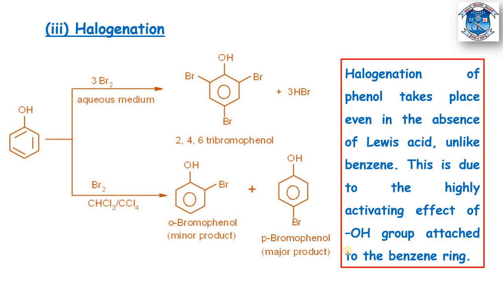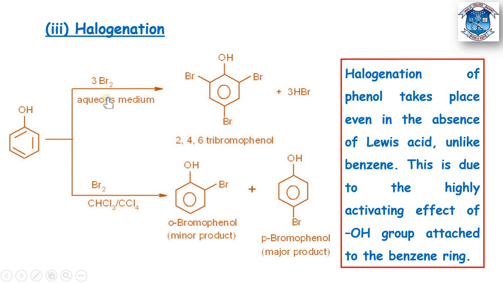Next is halogenation. Phenols readily undergo halogenation. Unlike phenols, benzene also undergoes halogenation, but it takes place only in the presence of Lewis acid like FeCl3 or FeBr3, etc. But phenols easily undergo halogenation even in the absence of Lewis acid. And again, this is due to the highly activating effect of the OH group attached to the benzene ring. So phenol easily undergoes bromination.